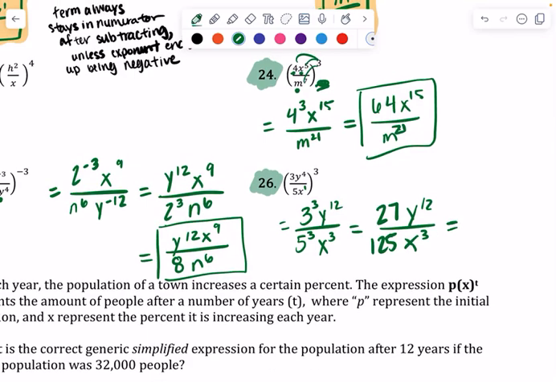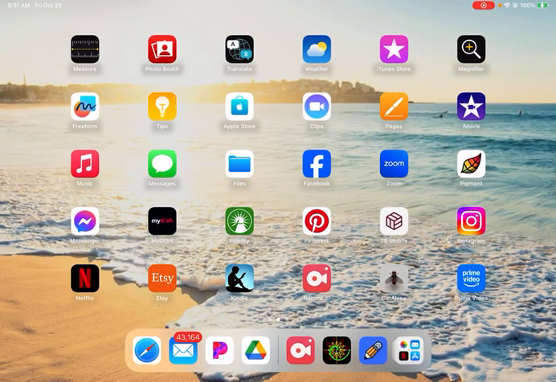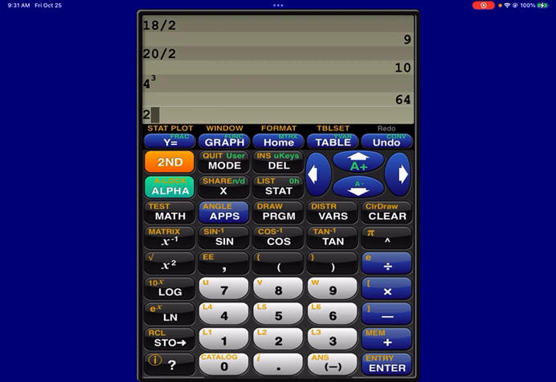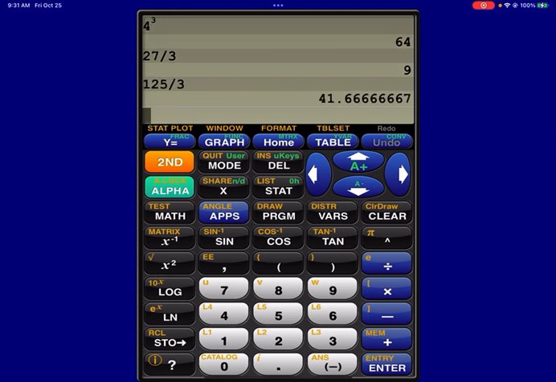And I do believe we can reduce 27 over 125. So we're going to do that really quick. If we divide them both by 3. I believe. No, 125 is not divisible by 3. Then that is good.